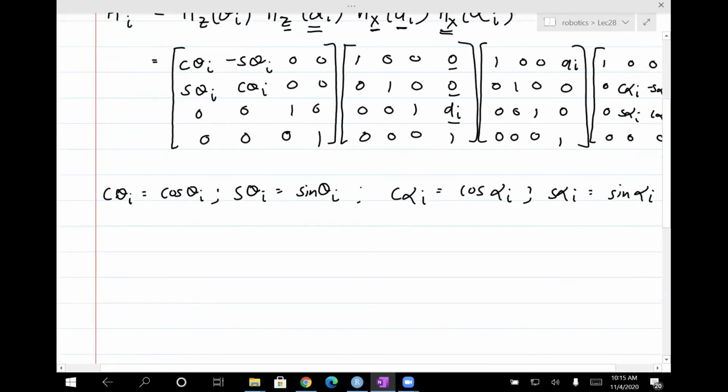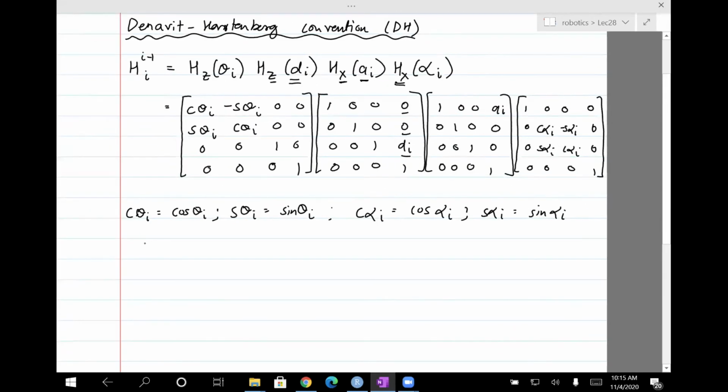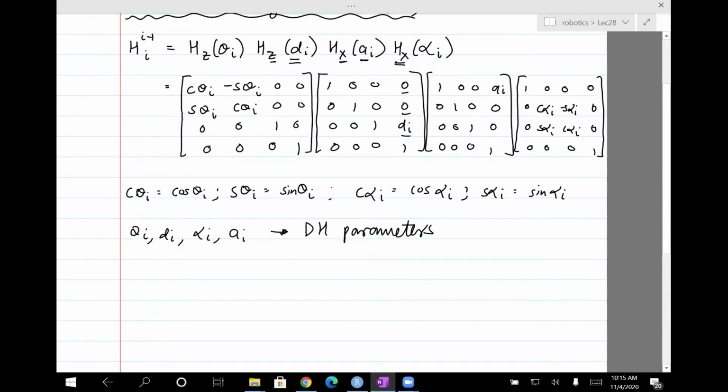Okay, so I wrote this down, and these parameters, theta i, t i, alpha i, and a i, are the Denavit-Hartenberg (DH) parameters, which you should see if you open the manual for some of these complicated robots.